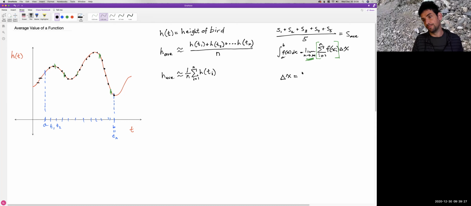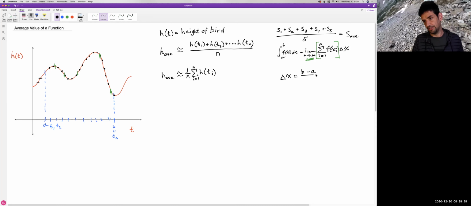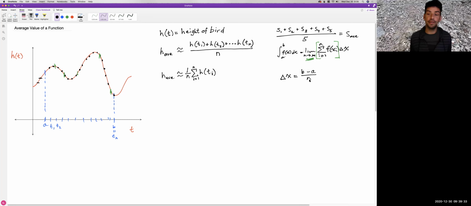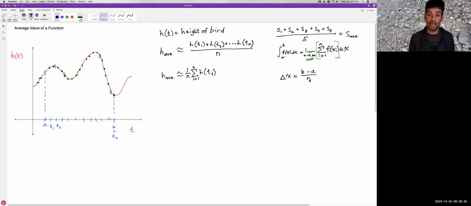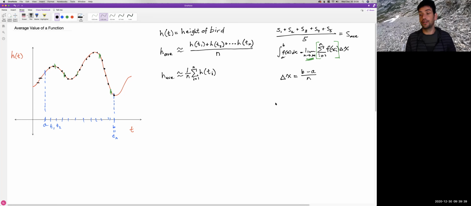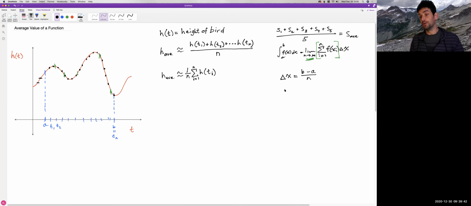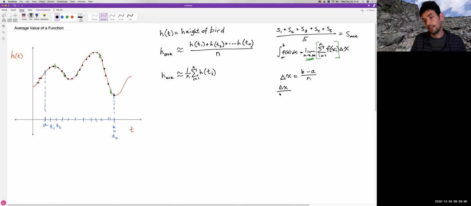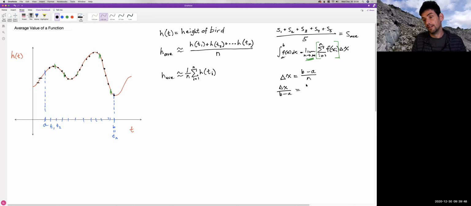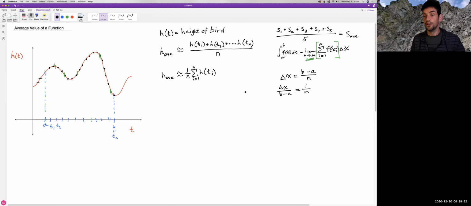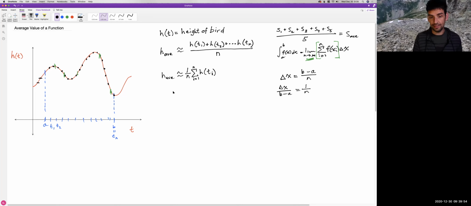Remember the definition of delta x, the width of the whole interval divided by how many pieces you break it up into, which is what we've called n, right? The n here has the exact same meaning. This picture should look very familiar. Do a little bit of algebra and you get that delta x over b minus a is equal to 1 over n. Okay, so we've got 1 over n sitting here.